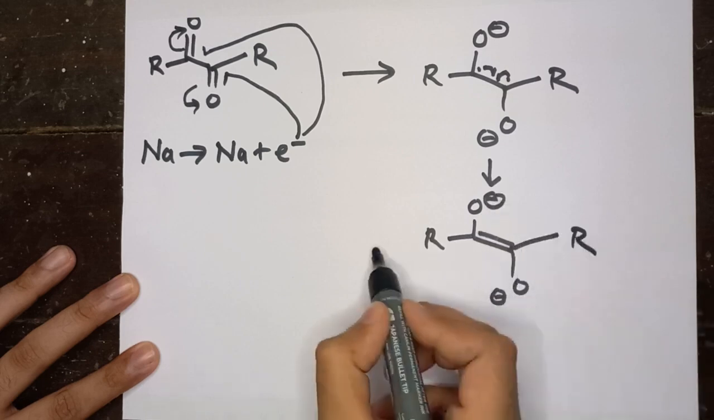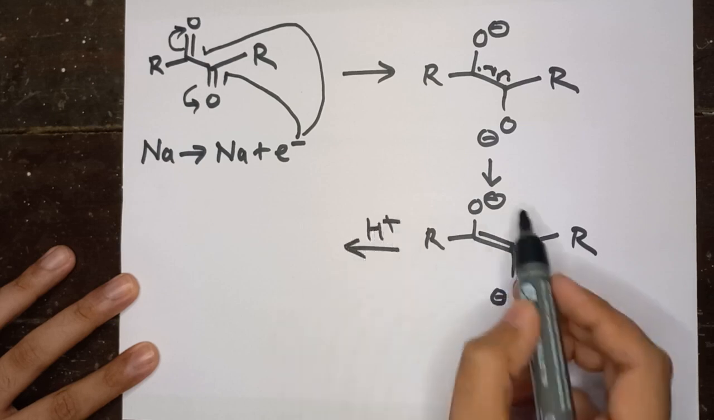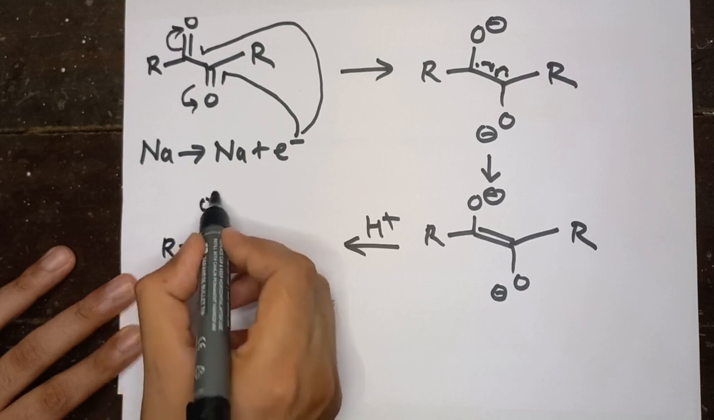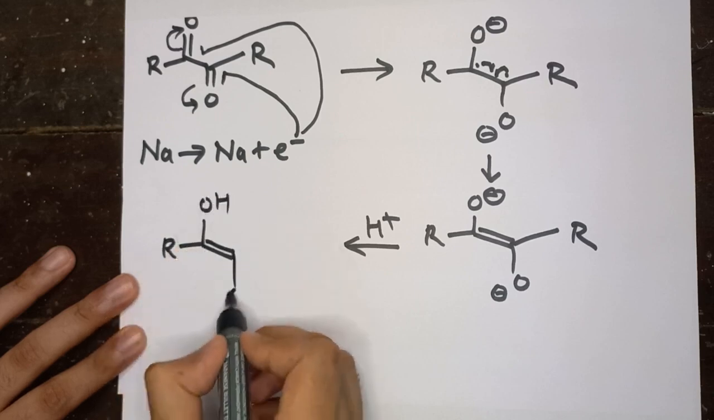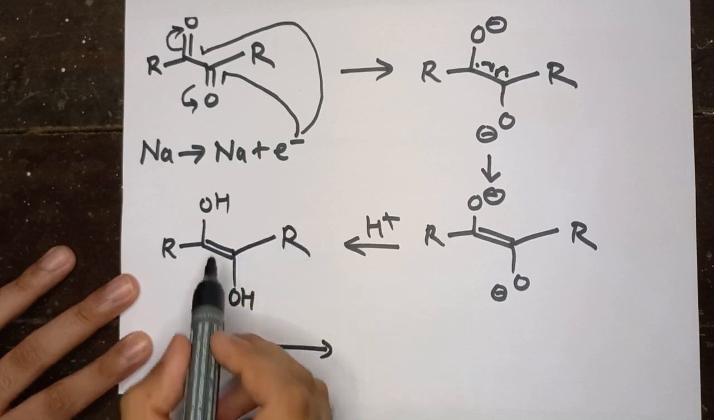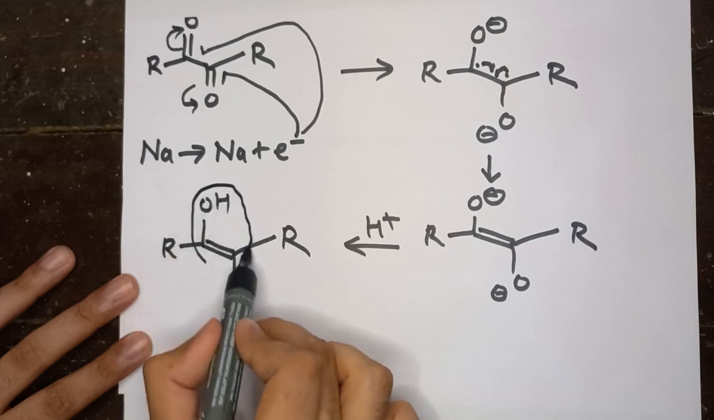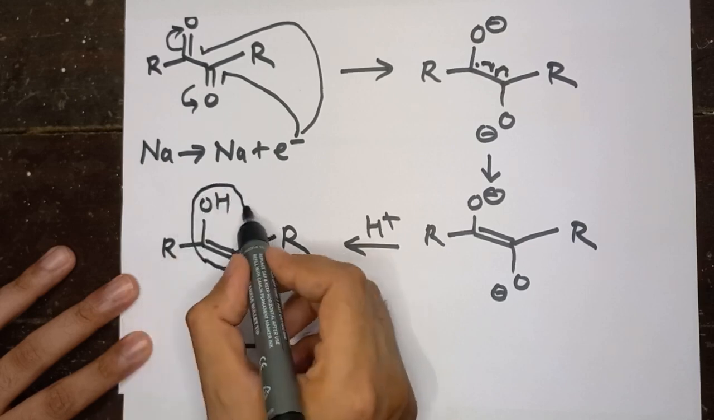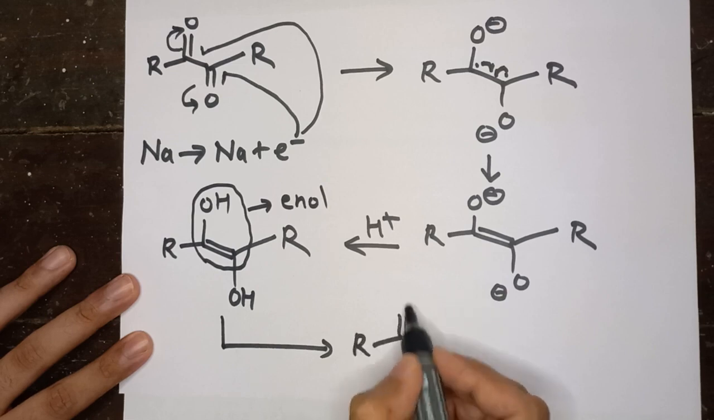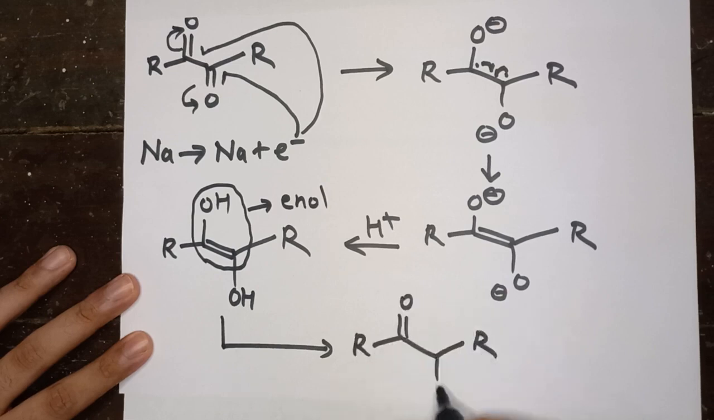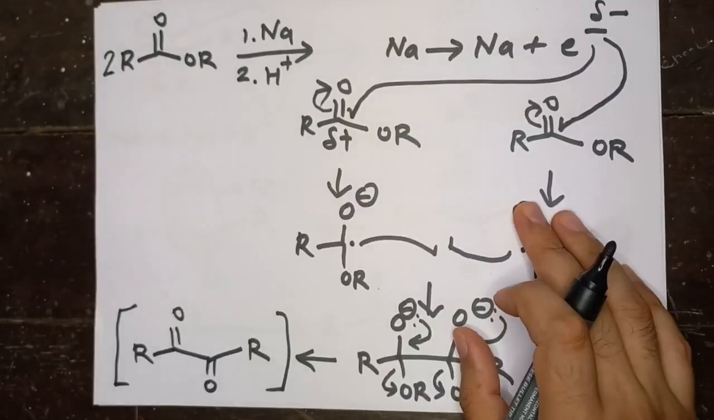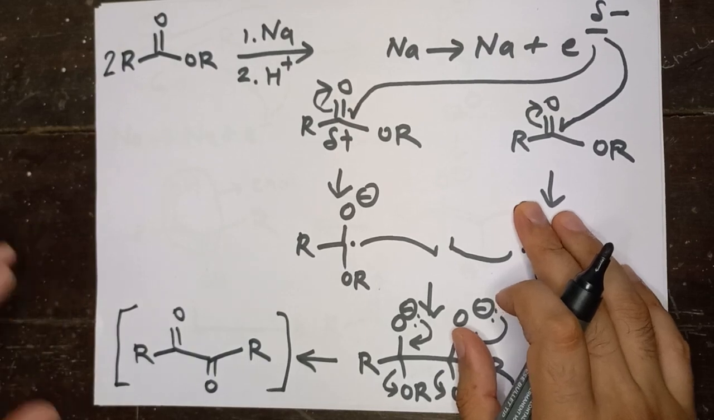Now in the second step we use acidic medium, so this O minus will get protonated, and if you look closely, now we have generated an enol system. Okay, this is an enol which will tautomerize to form the ketone, the more stable form, and this is how we got alpha hydroxy ketone starting from an ester. Now let's quickly go through the entire mechanism.